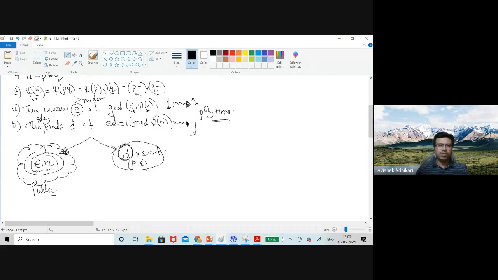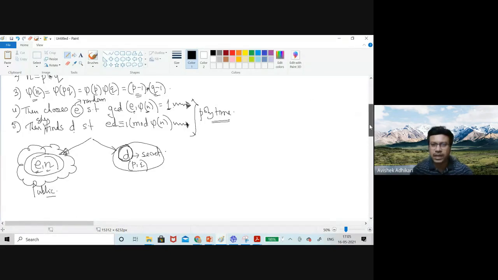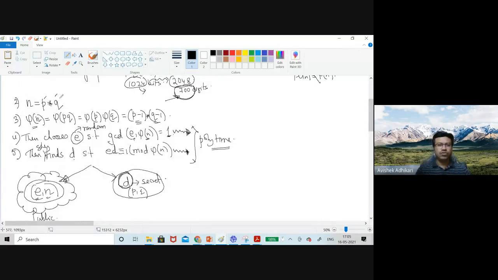If you just go through the steps, they are very easy. Choose two large primes P and Q. For practical purposes, they should be of the same size and they must be distinct. Then she will calculate phi of n. As she knows the values of P and Q, she just computes P minus 1 times Q minus 1, and that gives her the value of phi of n. Now she will randomly choose some E such that GCD of E and phi n is 1.